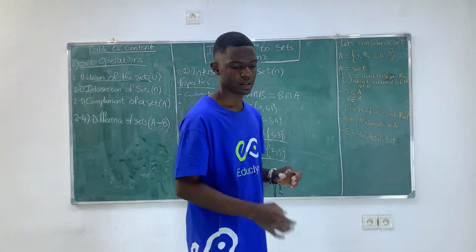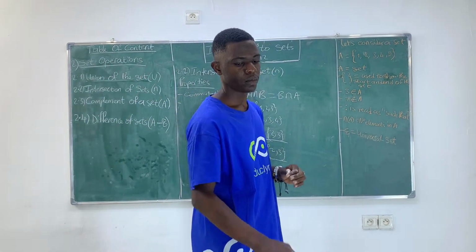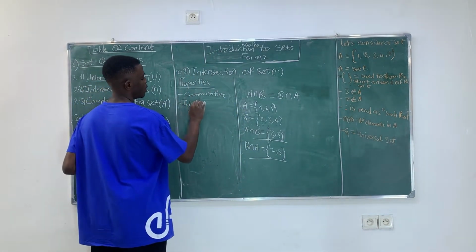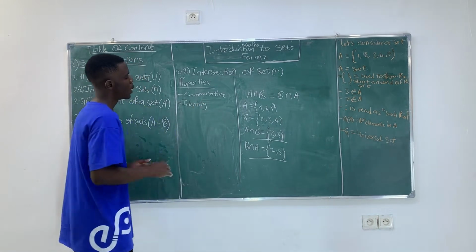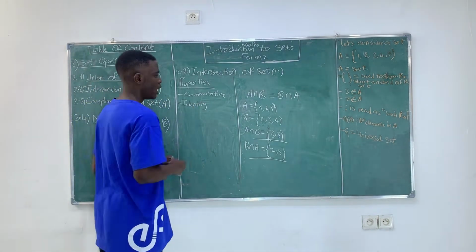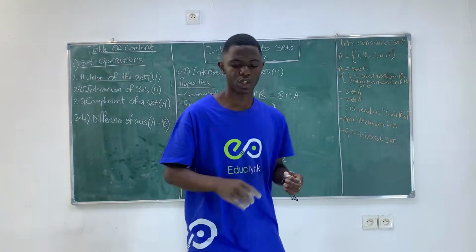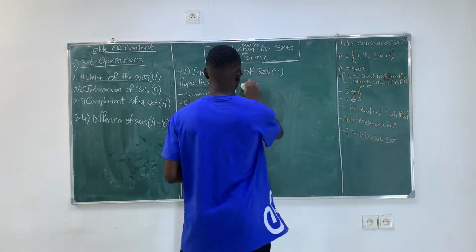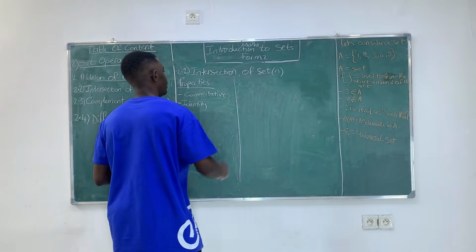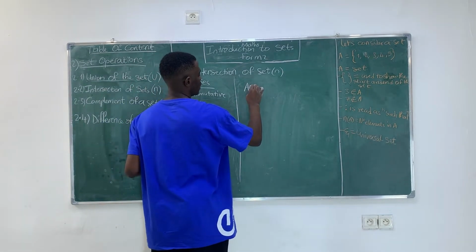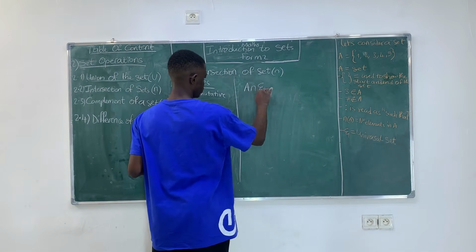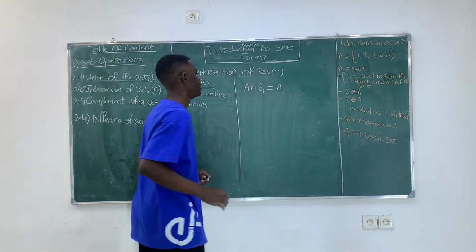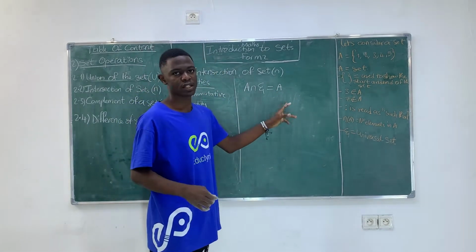The second one is identity with the universal set. The second property says A intersection the universal set is equal to A.